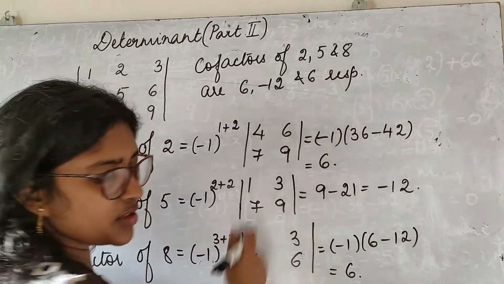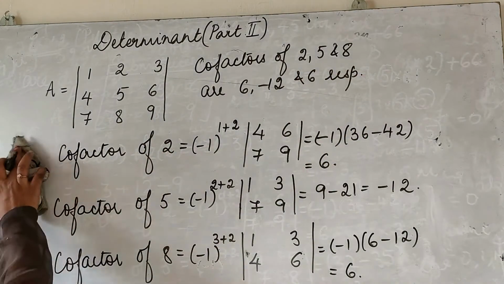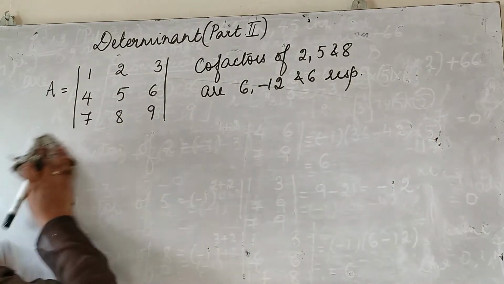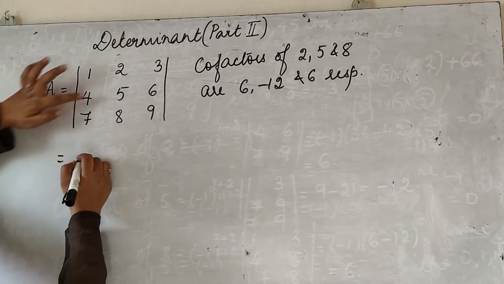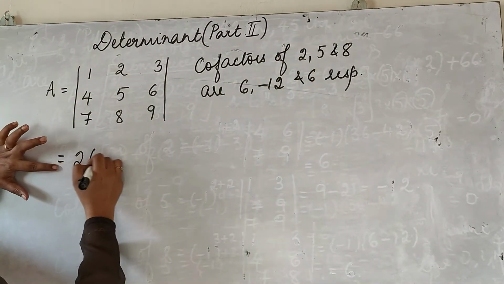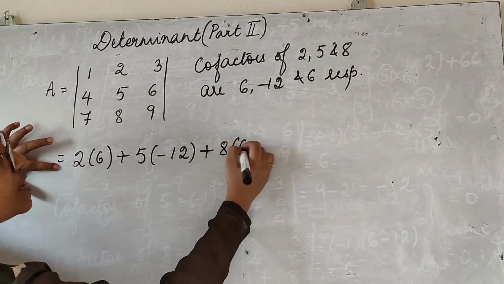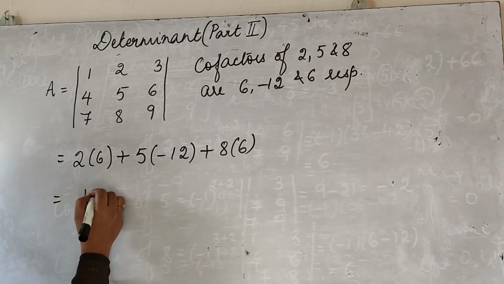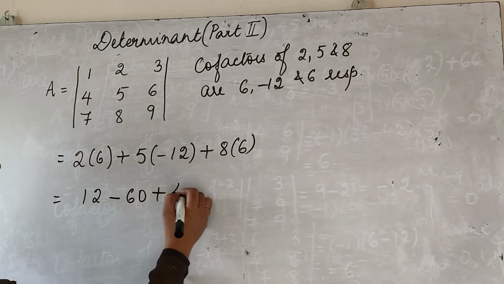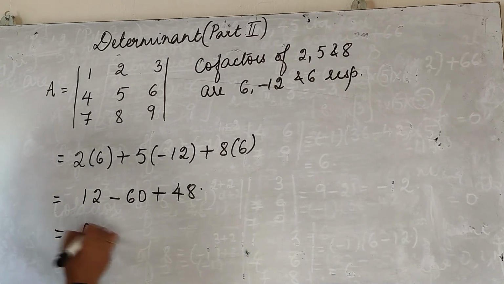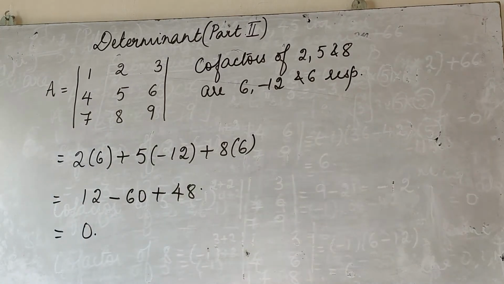We need not write in this way. I am just writing since I want to clean the board. So how do we obtain the value of the determinant? We write the entry 2 into its cofactor plus 5 into its cofactor plus 8 into its cofactor. So that is 12 minus 60 plus 48. And calculate to get the value. It is 60 minus 60, 0. So whichever row or column you take up, the value is going to come the same. This is by using the cofactors and solving.